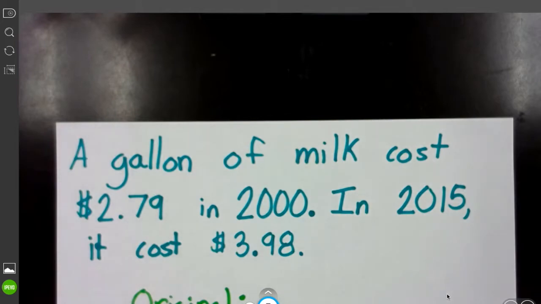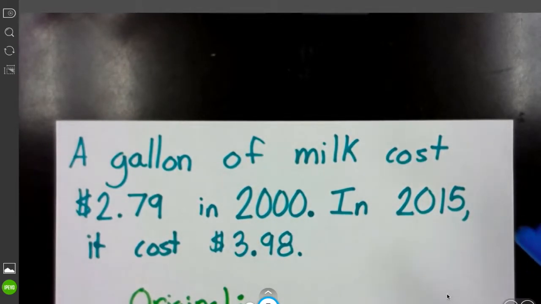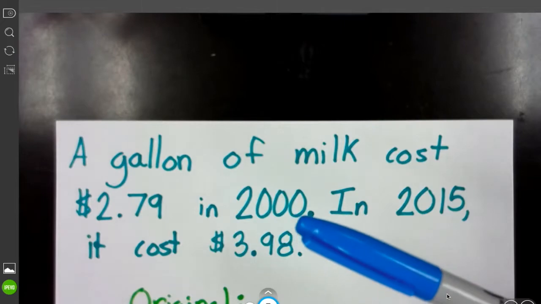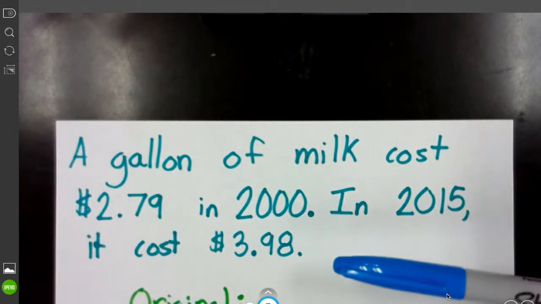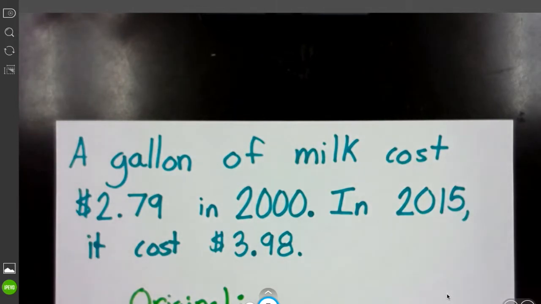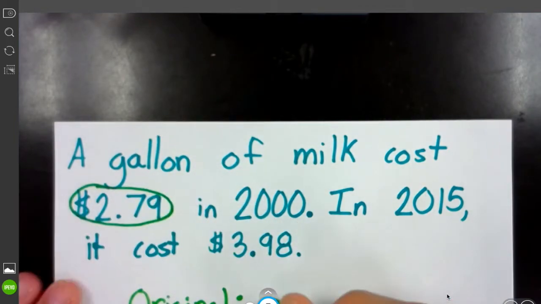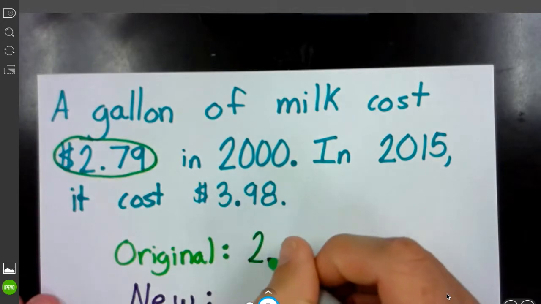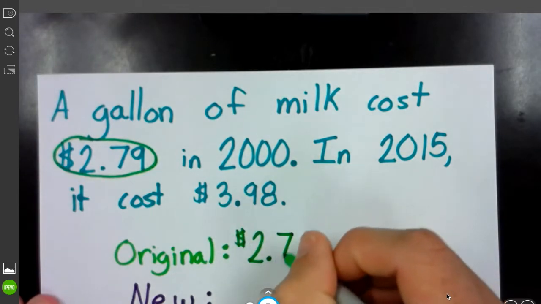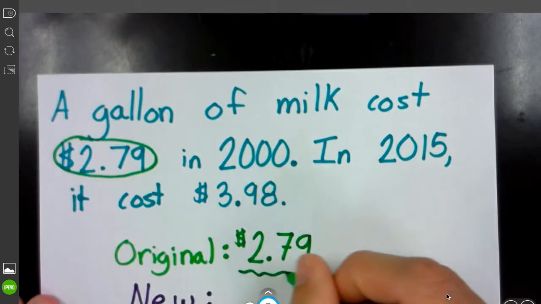So let's look at this example right here. A gallon of milk cost $2.79 in 2000. In 2015, it went up to $3.98. Okay, so this is really truthful actually, because a gallon of milk did used to cost this much back when I was 9 years old. So we're going to figure out how much change happened. What was the percent of change? But first thing we have to do is find the original amount, the OG. All right, so the original amount would be $2.79, because that's where it started.